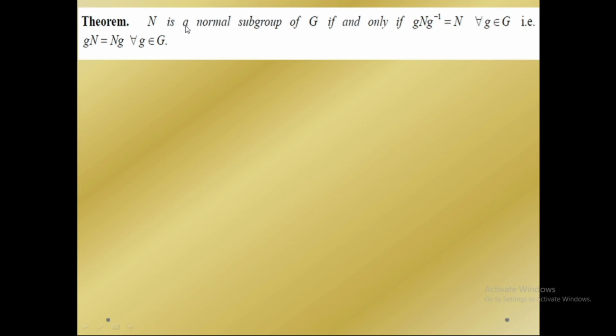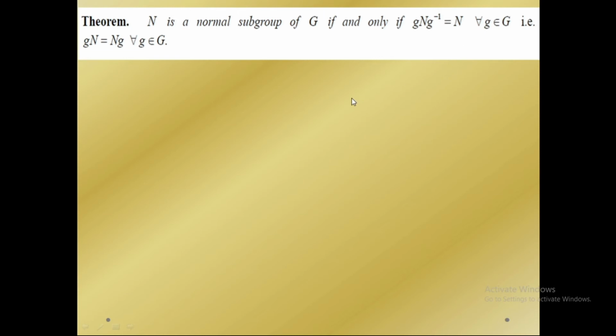That means first we consider that N is normal, and we have to prove that gNg^{-1} = N. And conversely, we assume that gNg^{-1} = N, and we have to prove that N is a normal subgroup of G. Now first of all, we assume that N is a normal subgroup of G, then we have to prove that gNg^{-1} = N.